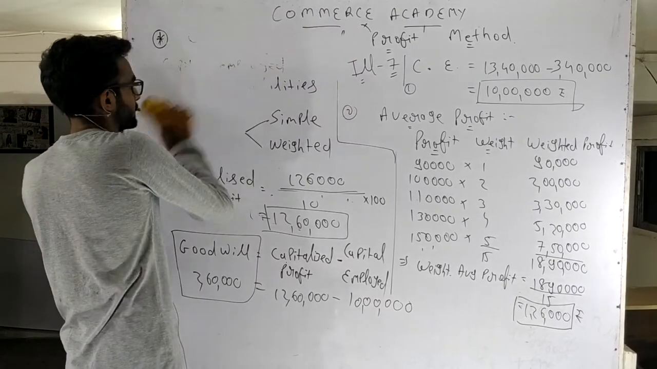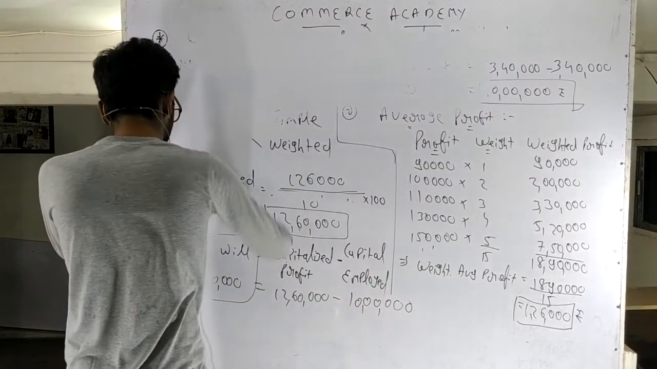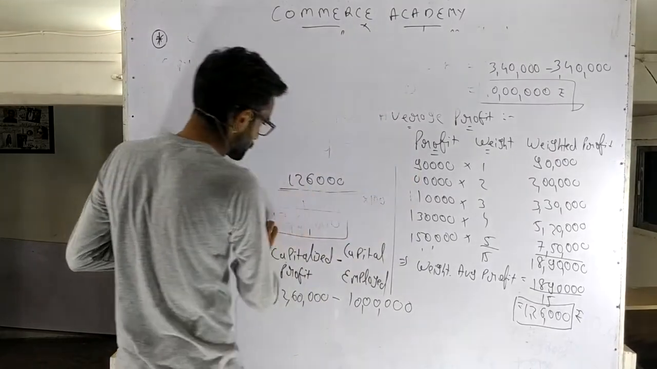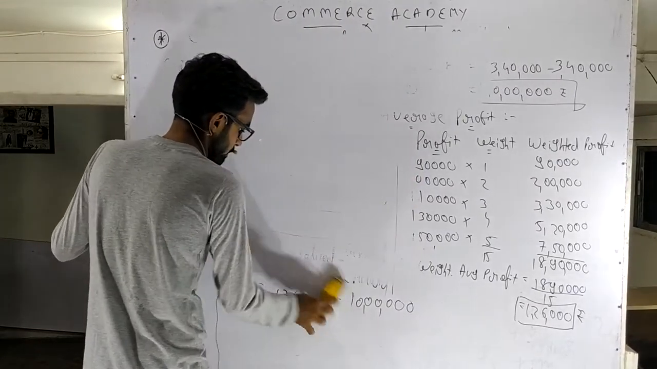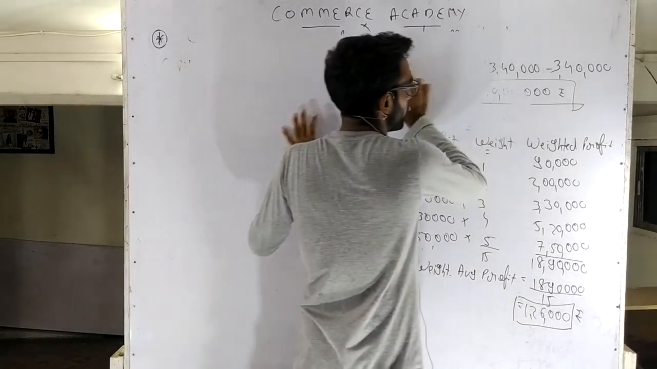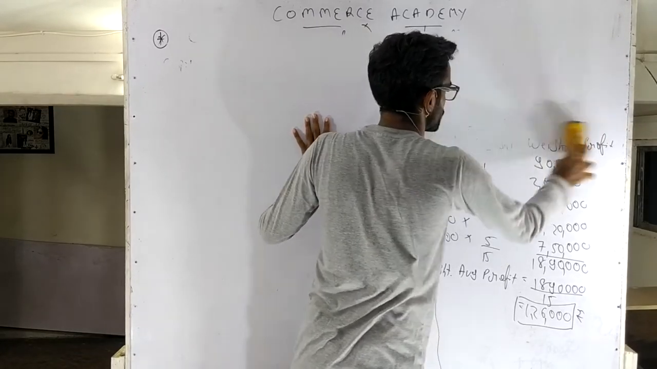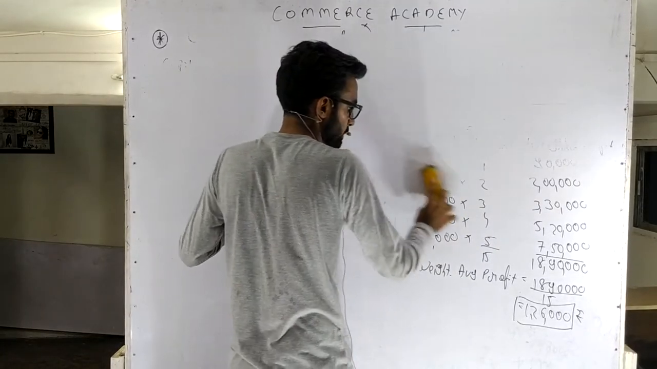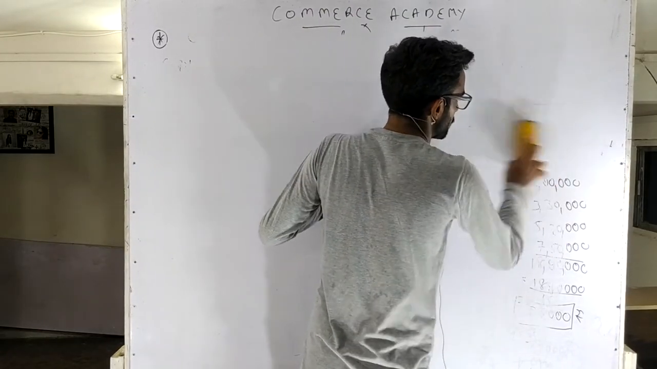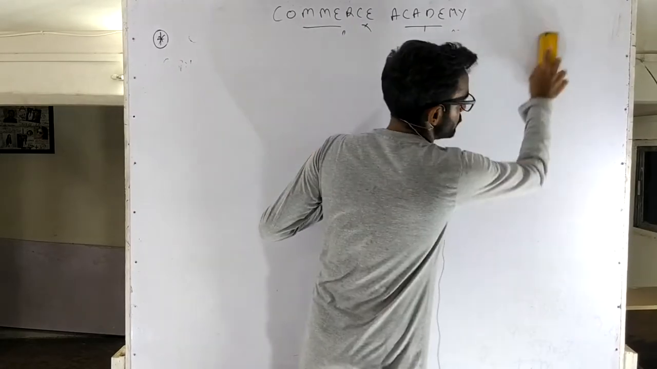Super profit capitalization method. The last method of this chapter, which is also important for the examination purpose. Many of the students get confused between the normal capitalization of profit method and the capitalization of super profit method. The fourth method we covered, and the fifth method we are about to do, many of the students get confused between these two methods.